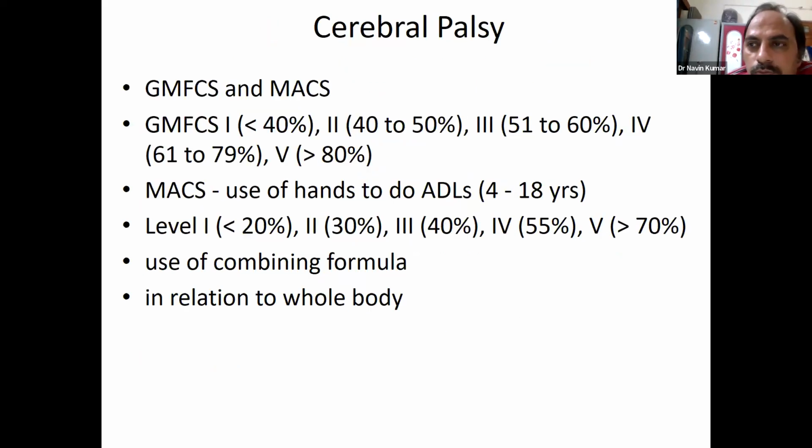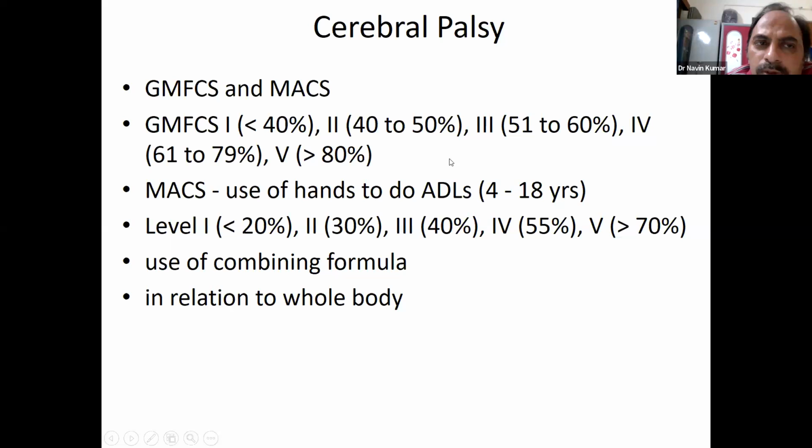Then cerebral palsy: GMFCS and MACS grading from 1 to 5, from less than 40 to more than 80%, is to be given. And then there is use of hands to do activities of daily living, which is supposed to be used for patients of age 4 to 18 years. And depending on level, whether it is level 1 to 5, up to 70% can be given.